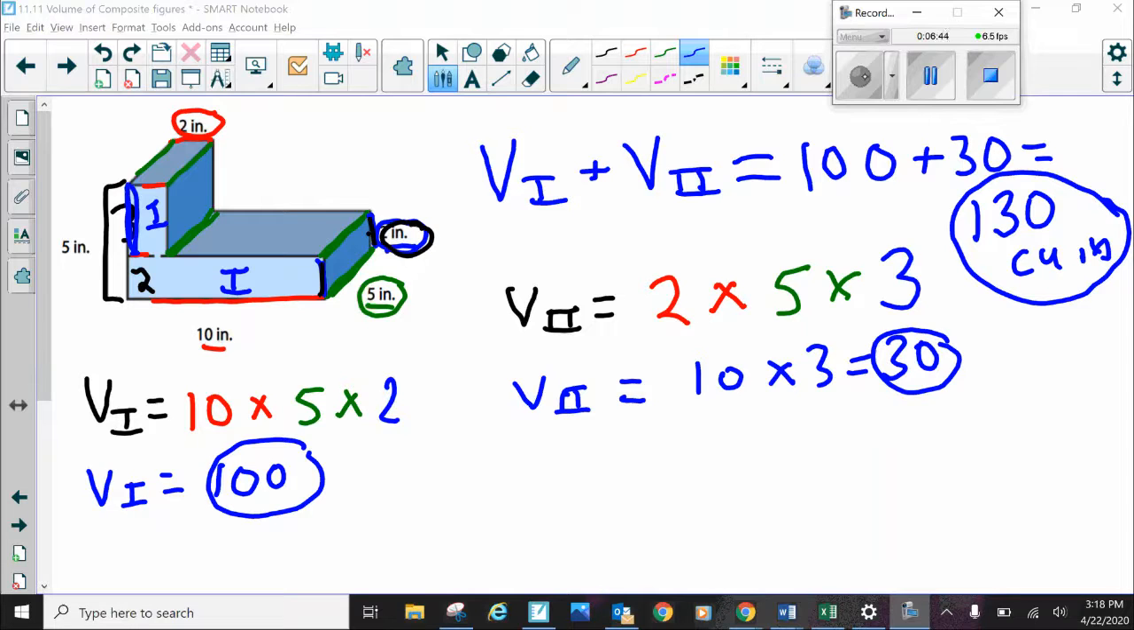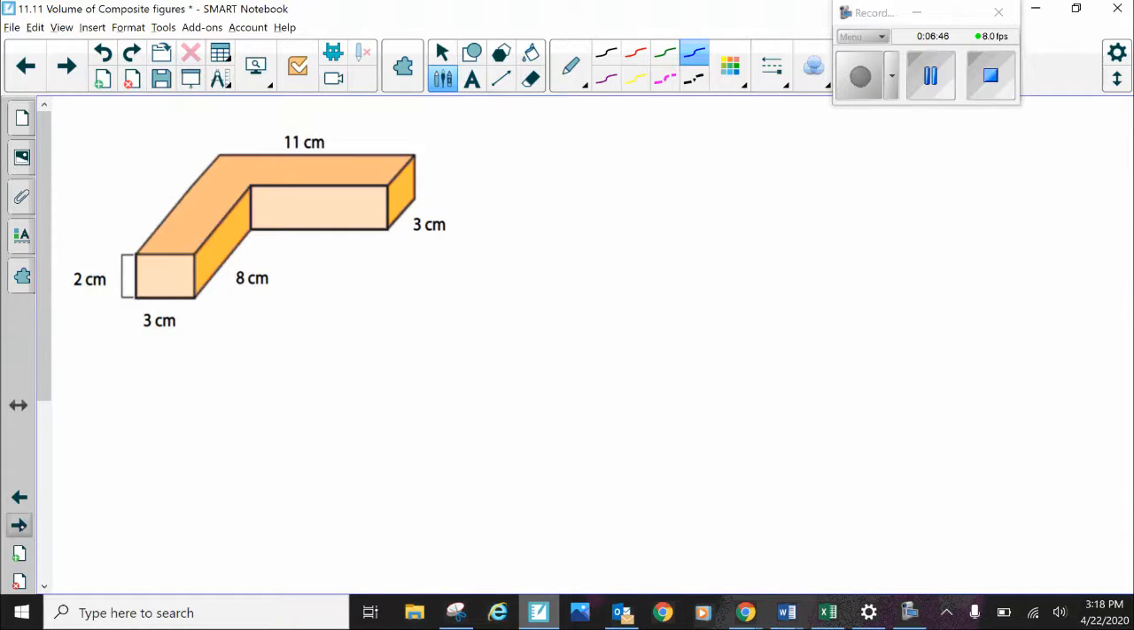We've got one more to try. All right, so again, our first step, and this one they did not break up for us. So our first step is going to be, how do I break this up? Well, we have some choices. I'm going to choose this way. I'm going to break it up right along that line. And I'm going to have figure 1 and figure 2. And remember, always, step 1 is break it up. Step 2 is let's find the volume of figure 1.